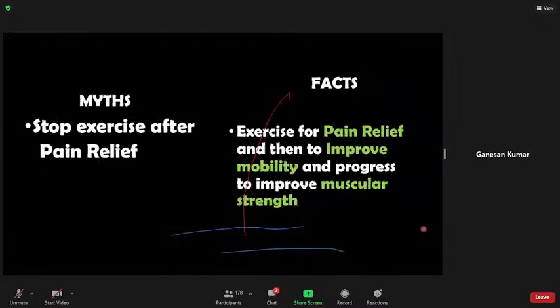So there are some myths and facts that I would like to highlight here. People tend to think that I should stop exercising after pain relief. No, exercise is also one of the pain relieving factors, and it is more about improving your mobility and progressing to muscular strength. So encourage the patient to keep exercising at least 3 to 4 days a week.